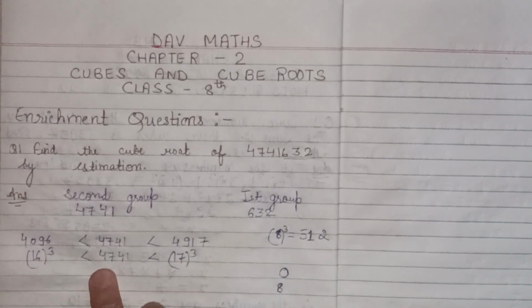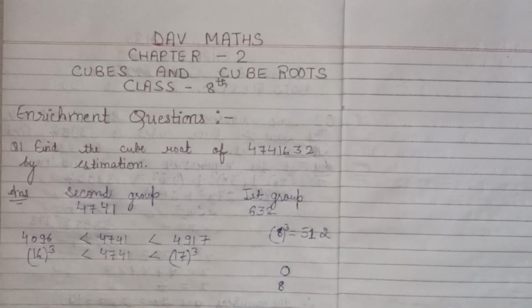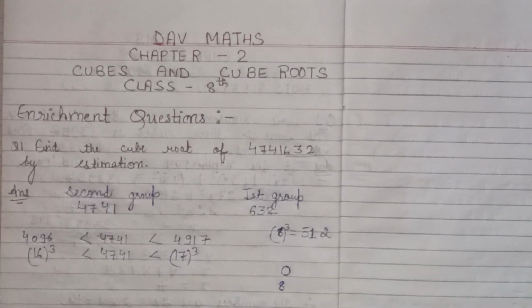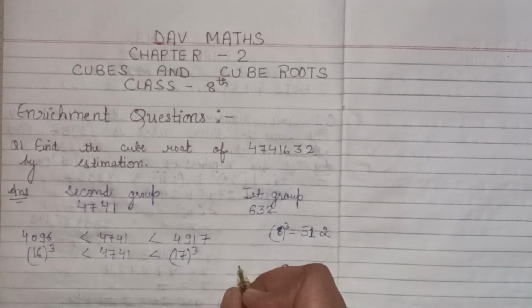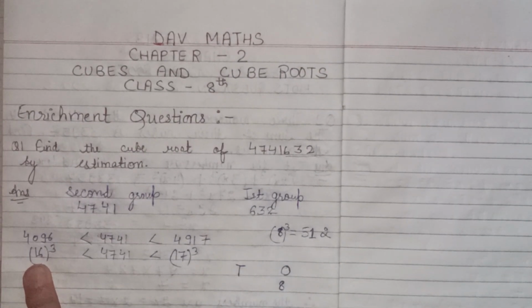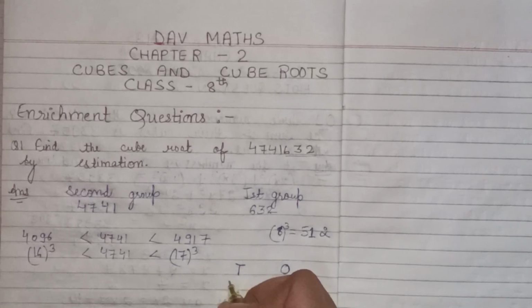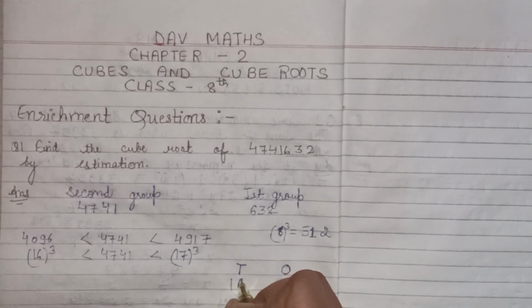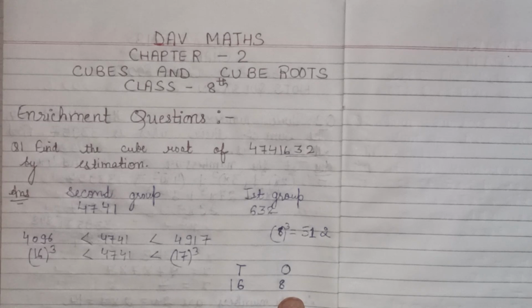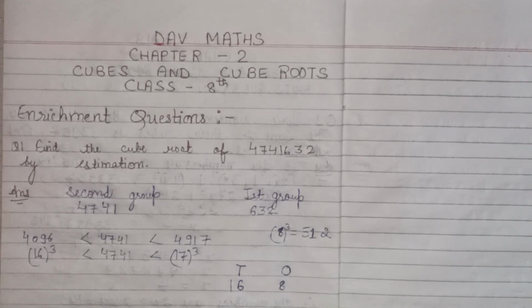Now 4741 lies between 16 and 17. From the second group we get in the tens place the number 16. So our answer is 168. Now move to our next question.